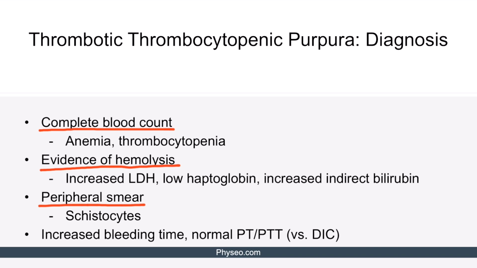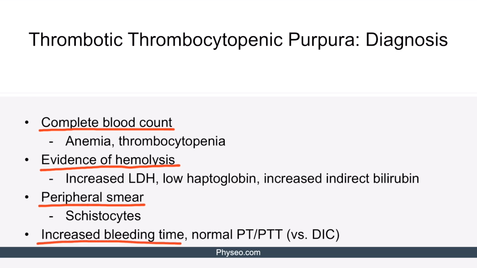A peripheral smear will reveal schistocytes. Schistocytes are fragmented red blood cells caused by shearing forces. In TTP, they are formed when red blood cells come into contact with the platelet microthrombi. Finally, since there is thrombocytopenia in this condition, bleeding time will be increased.